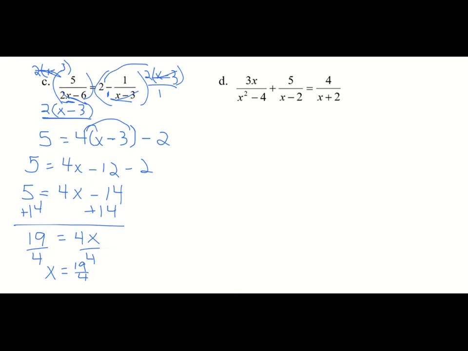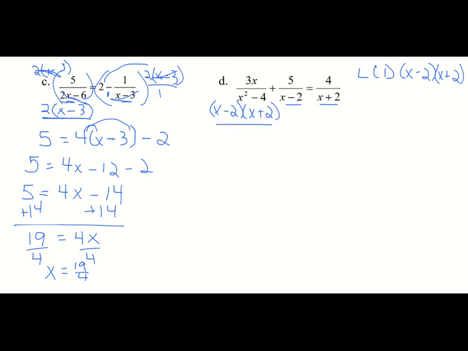All right, let's look at D. So for D, again, I can factor this x squared minus 4, and it factors to x minus 2, x plus 2, because that's our difference of perfect squares. And that is actually going to give us our LCD because we have the two factors, x minus 2 and x plus 2 in my other denominators. So my LCD is x minus 2, x plus 2.